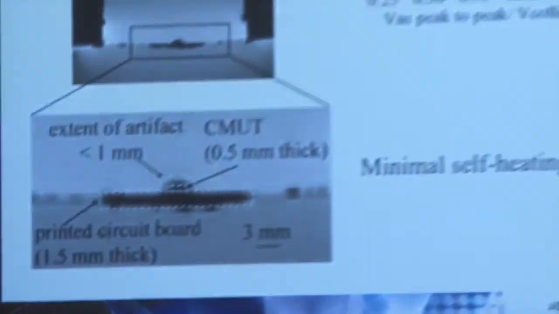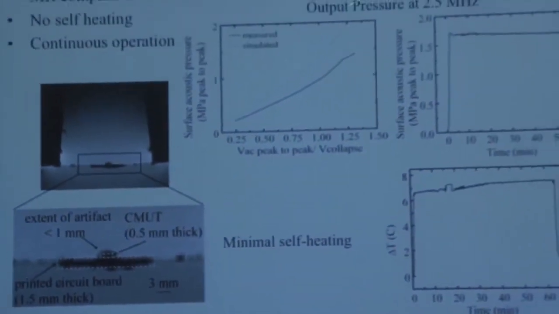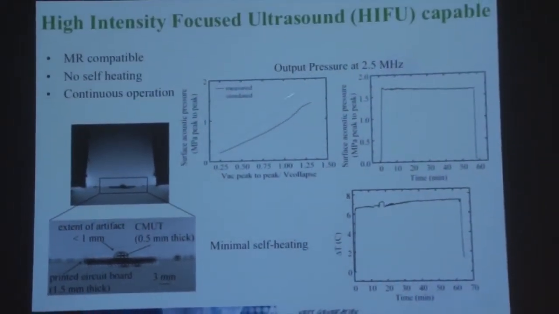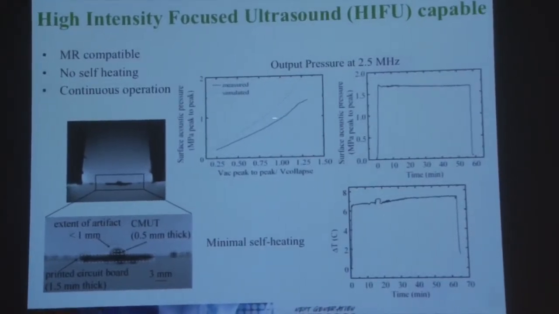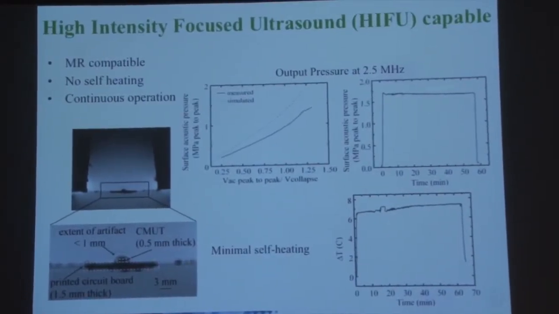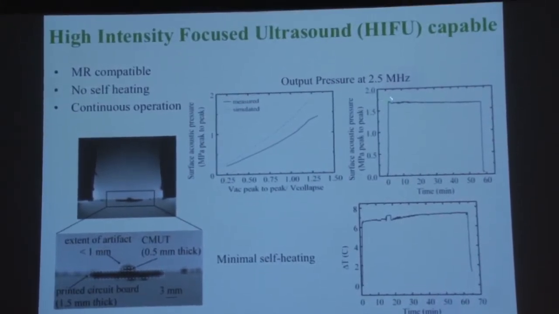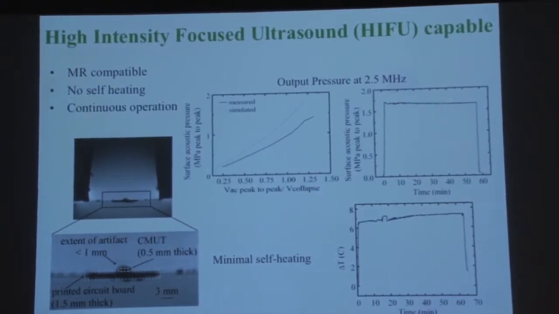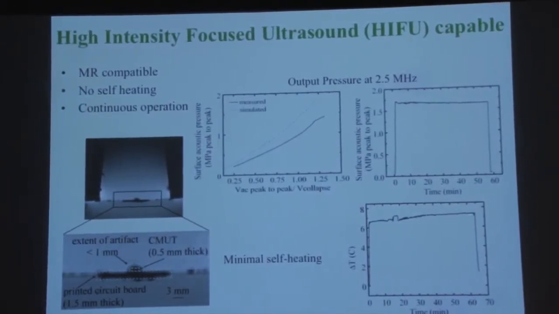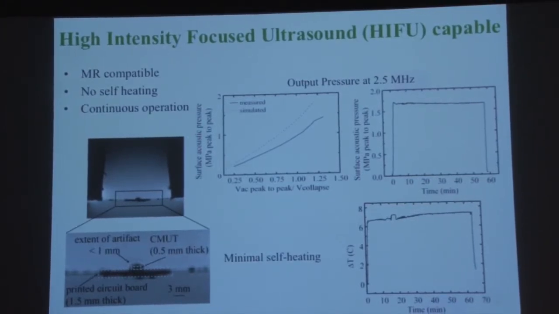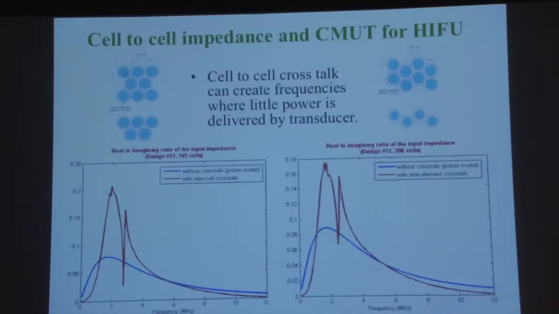This is a sample result of what we can do. This is a CMOS device in an MR showing that it's MR compatible. This is showing the ability to get up to 1 megapascal output pressure continuously. This is the device running for an hour, basically continuous, non-stop, with the same output pressure, 1.6, 1.7 MPa peak to peak. And this shows a 6-degree, 6.5-degree temperature rise. So you can operate them because there are no loss tangents in there. The mechanical Q of the device is very high, so you really don't get any self-heating.